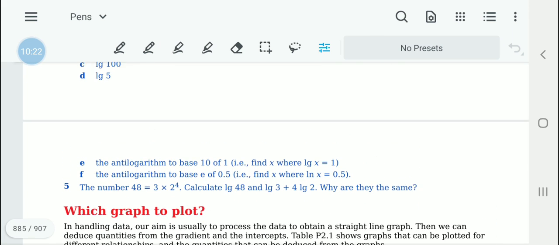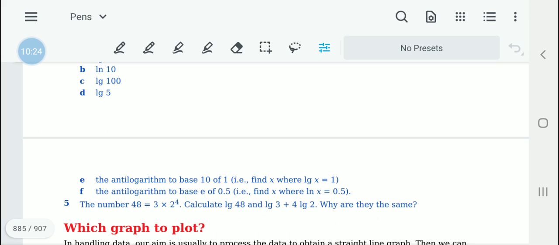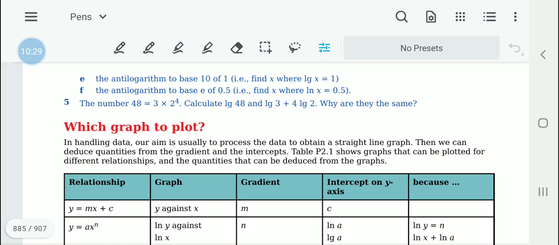So if you have doubts, please ask. Now, I would suggest that you do questions number 4 and 5, so that you would know how the answers are taken.